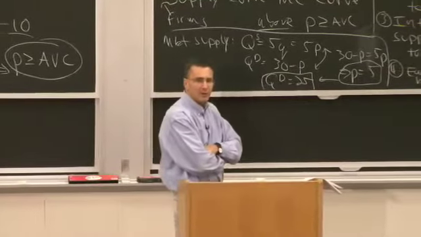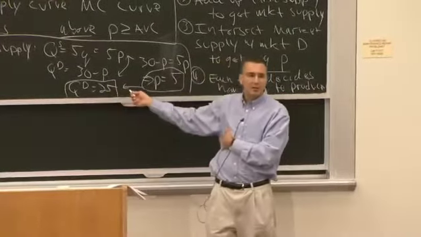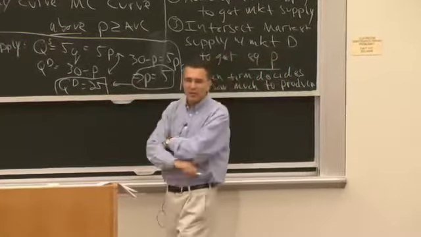How many firms are there? 5. How much gets produced? 25, which is exactly what people want. We're done. That's the magic of the market.